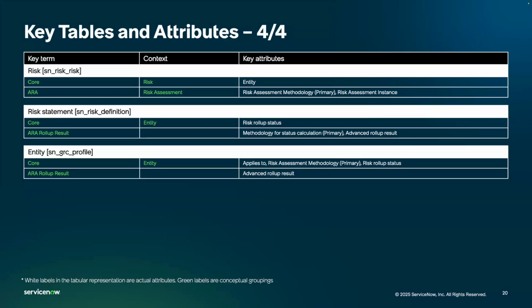The key takeaways, 4 slides, 4 key table groups: assessment instance for individual assessments, instance responses for factor answers, roll-up results for aggregation, and risk statement and entity for organizational anchors or enterprise risk views. Bookmark these for reference when building reports or troubleshooting. That completes our in-depth data model walkthrough. Now let's move on to the demo.